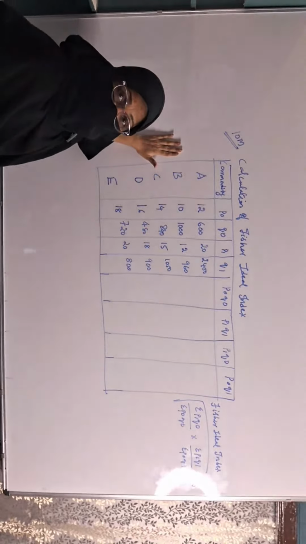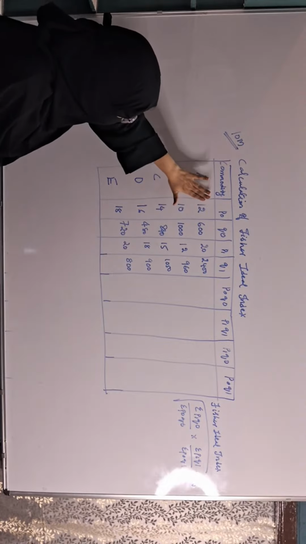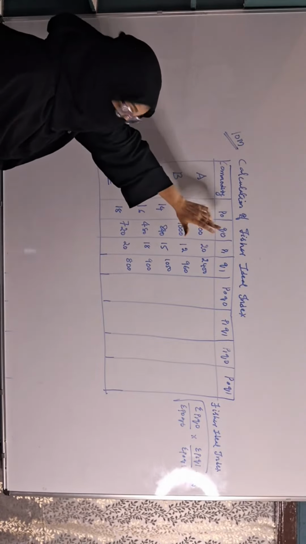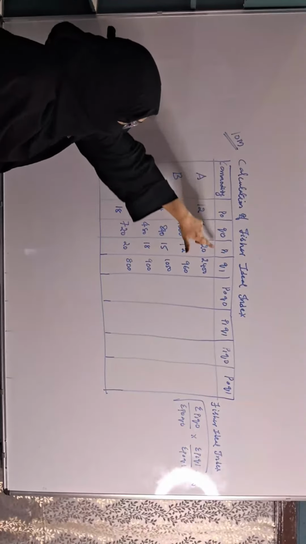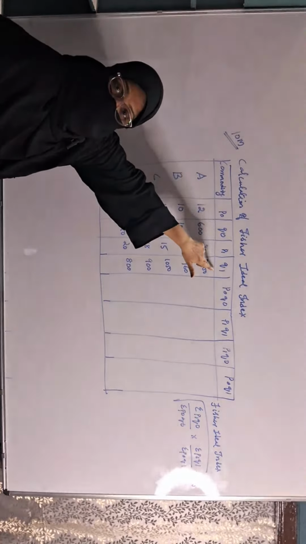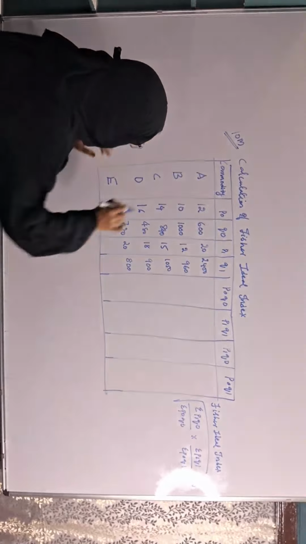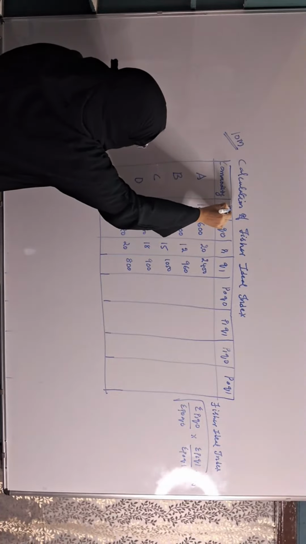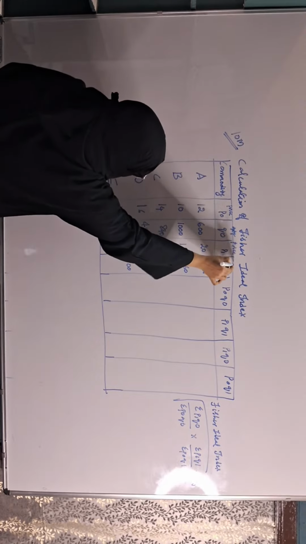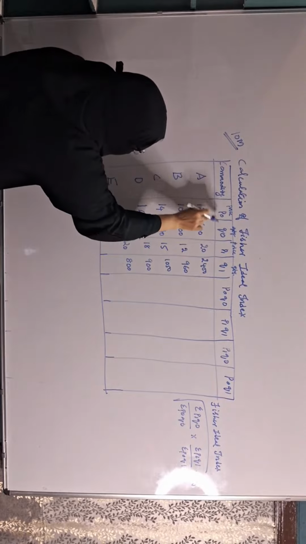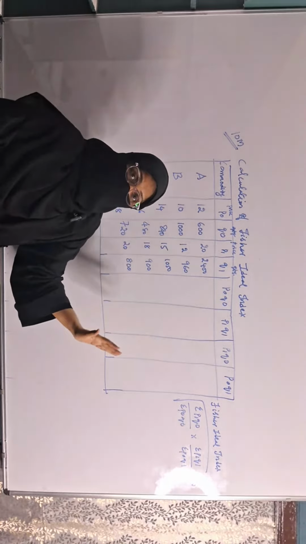This information will be given in the problem. He will give you commodities A, B, C, D, E. P0, Q0, P1, Q1: P is price and Q is quantity. P0, P1 is price, Q0, Q1 is quantity. He will give base year and current year, so do it accordingly. Don't get confused about what Q is: P is price and Q is quantity. So this is called Fisher ideal index.